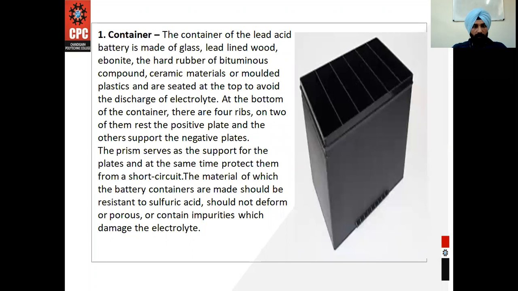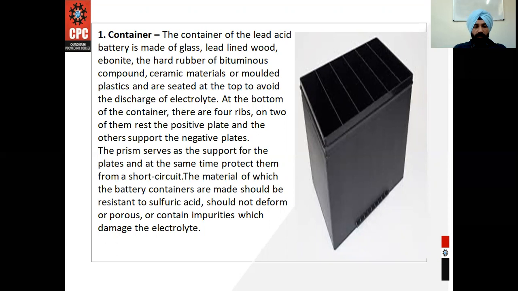First, the container. The container of a lead acid battery is made of glass, lead-lined wood, hard rubber and other materials to avoid discharge of electrolyte. At the bottom of the container, there are four ribs. On two of them rest the positive plates. The other two support the negative plates. The ribs serve as the support for the plates and at the same time protect them from a short circuit.